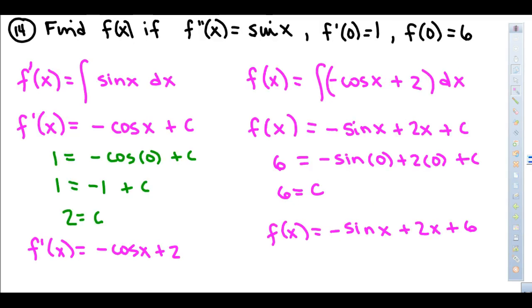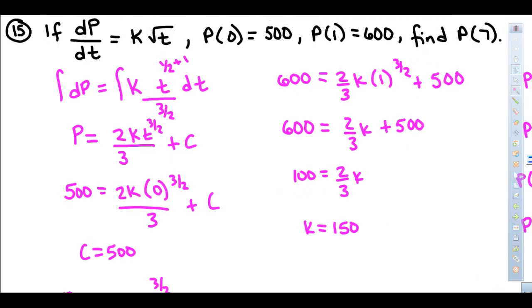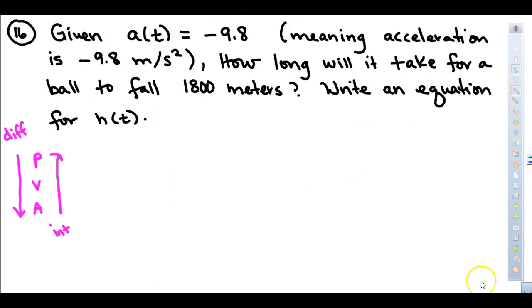If you come back to this problem, when they gave us the second derivative, and acceleration is the second derivative, I had a point for the first derivative, and I had a point for the function. So if they're going to give me acceleration, which is second derivative, I need a point for velocity, which is first derivative, and I need a point for position. And that problem tells me everything I need to know. So let's figure that out.